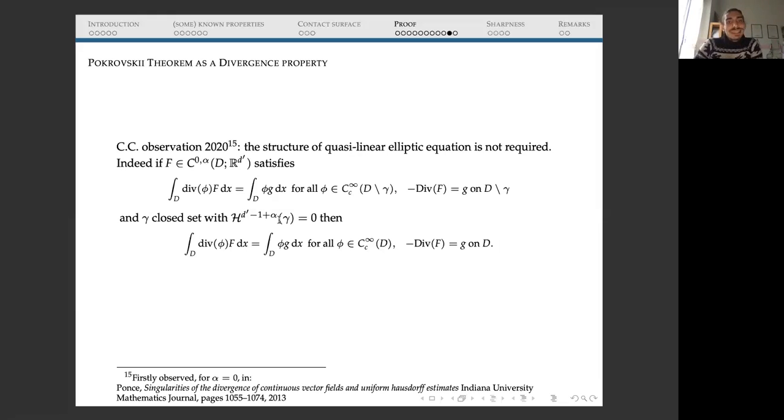Okay, so this kind of explains why all the equations in divergence form are suited for this removal argument somehow. So this is something we observed with Simone. I thought it was interesting to report, but it's not the main topic.